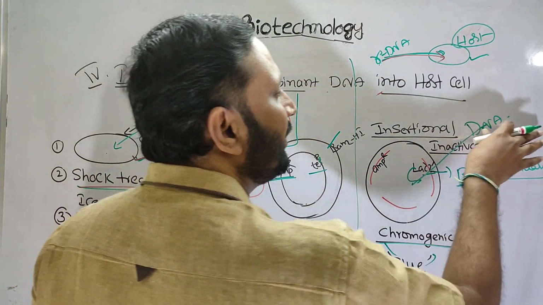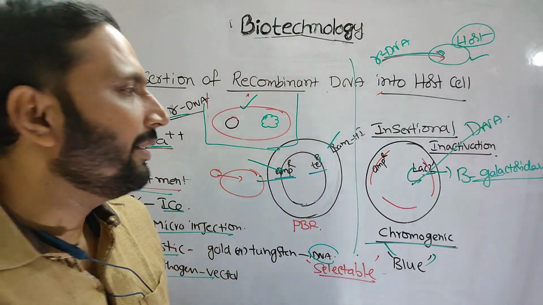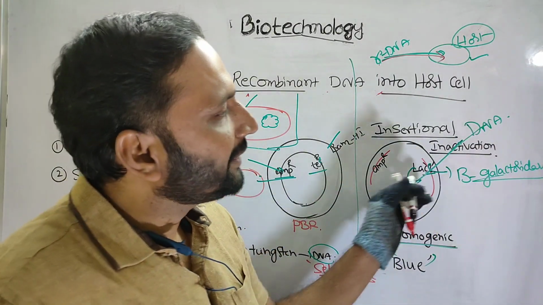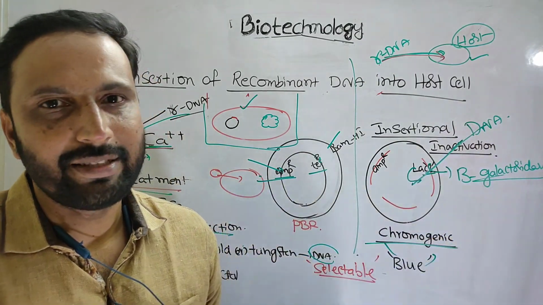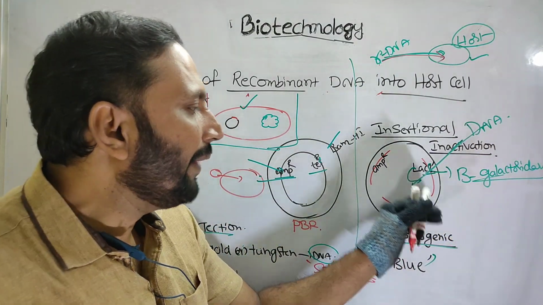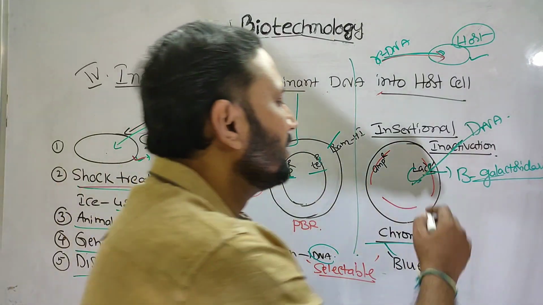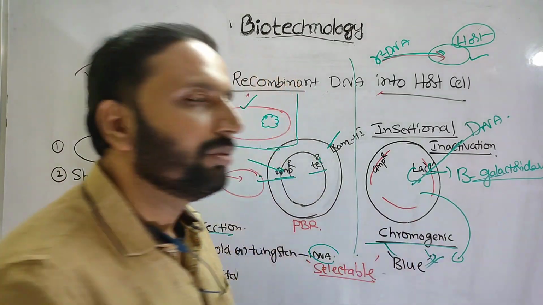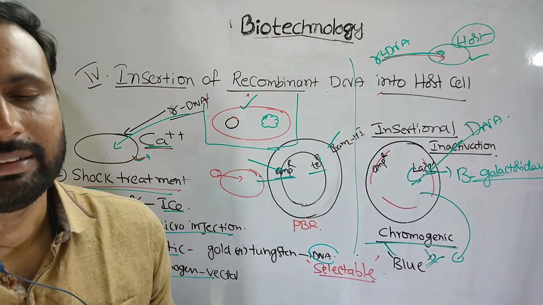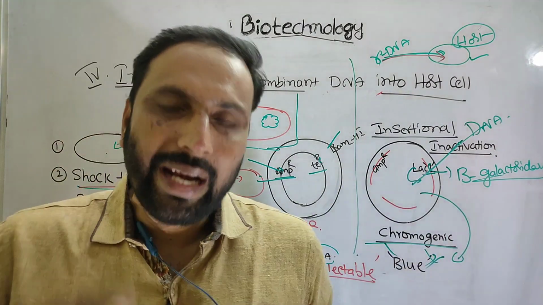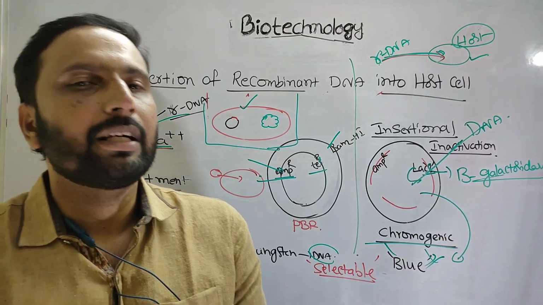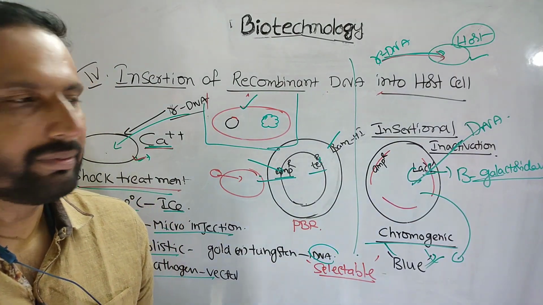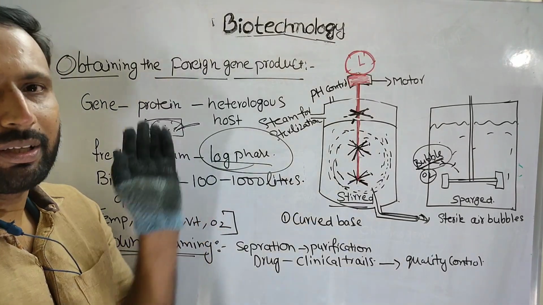It means this is the vector with the DNA, that is the recombinant DNA. It is disturbed here, so lacZ is disturbed. If there is no lacZ, there is no beta galactosidase enzyme. So when treated with chromogenic substance, that bacterial culture will not turn blue because the lacZ gene is disturbed. Like that we can identify the transformed cells with the selectable markers. This mechanism is called insertional inactivation. The next step, obtaining the foreign gene product.